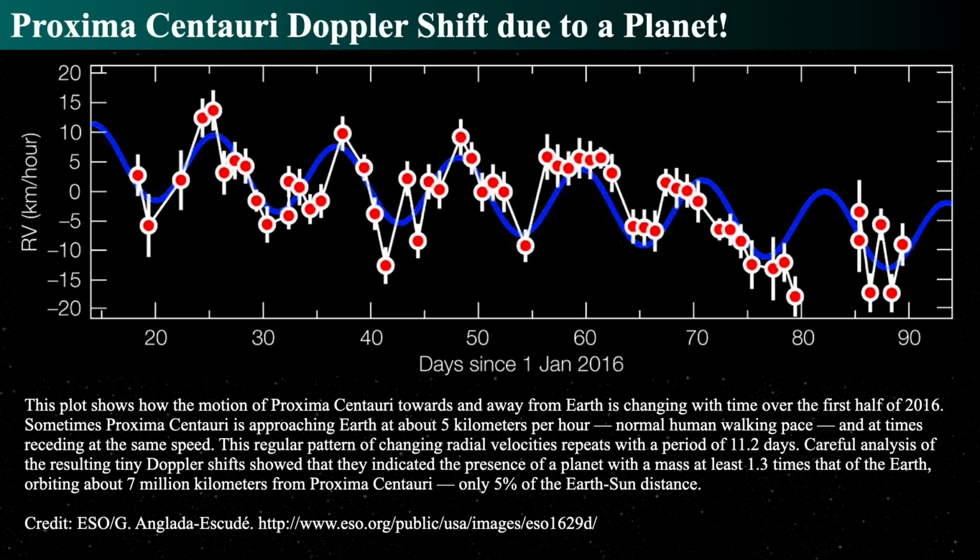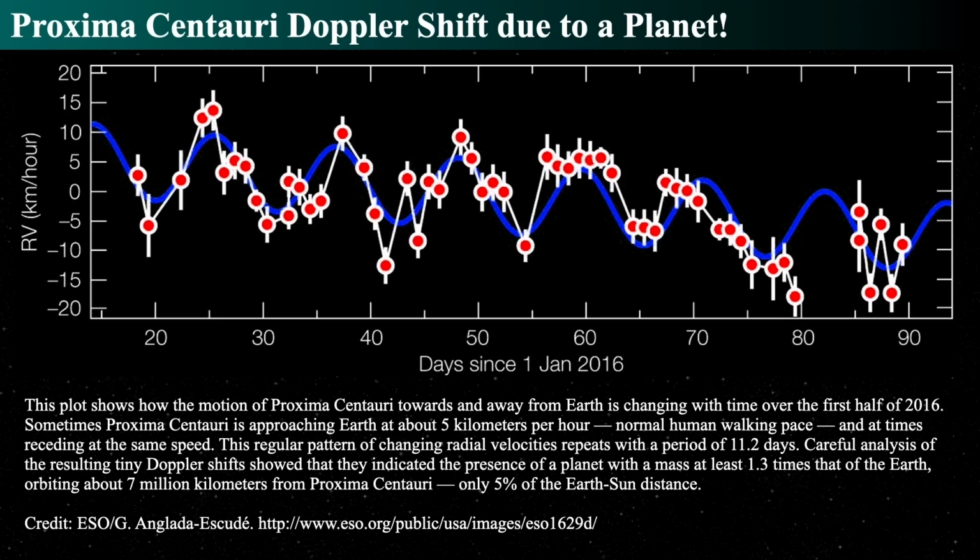And so this is the Pale Red Dot group. And this was done by a group led by Guillem Anglada-Escudé at the European Southern Observatory, and there's the link below, and I'll put a whole bunch of links associated with this. Proxima Centauri itself is approaching the Earth at about 5 kilometers per hour, about the nature of a walking pace, and occasionally it actually changes with respect to up and down.